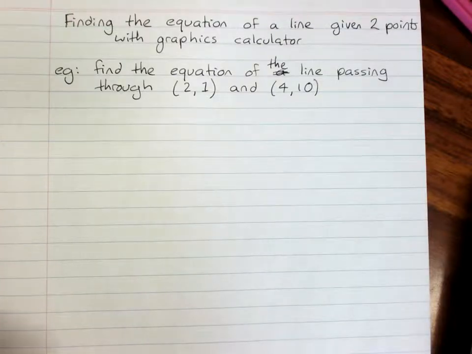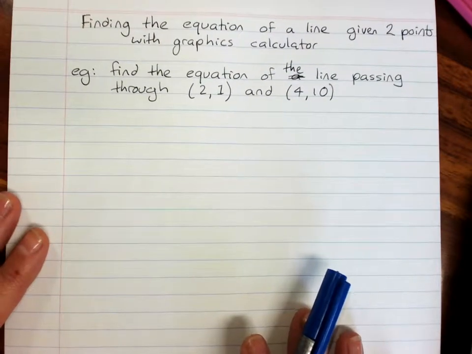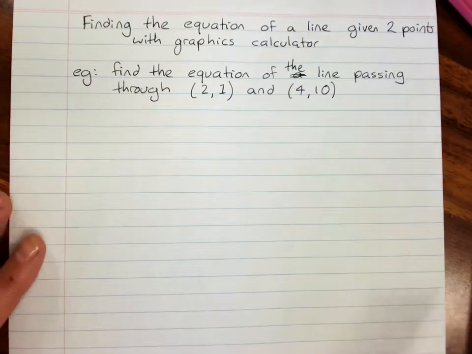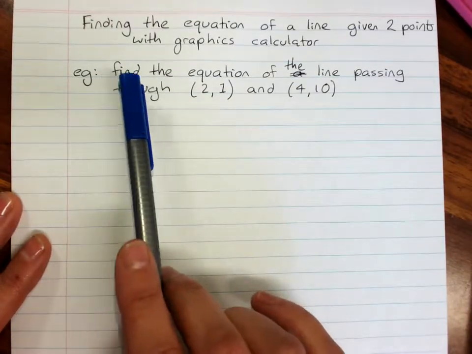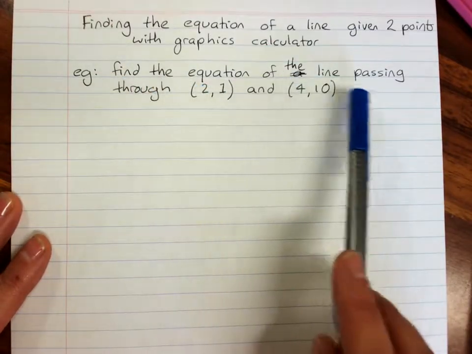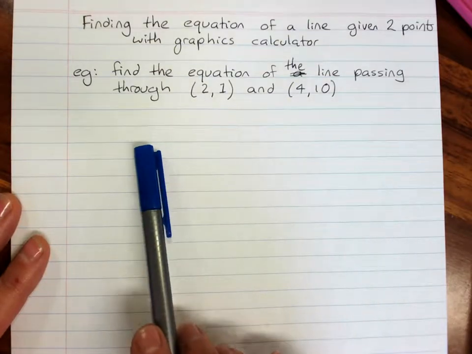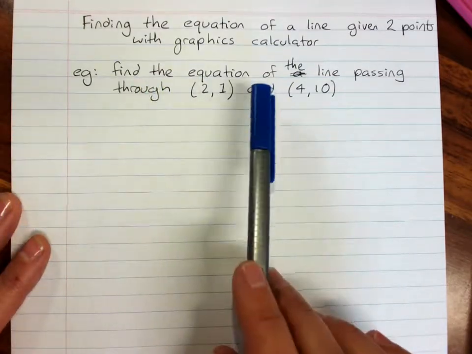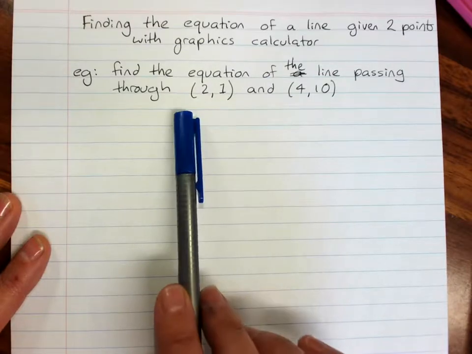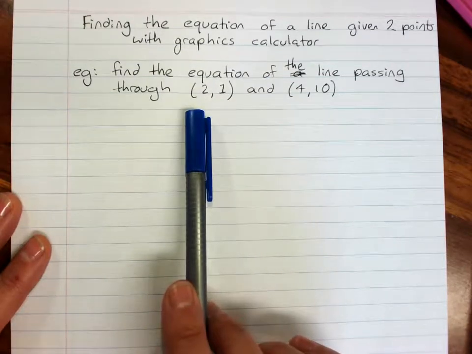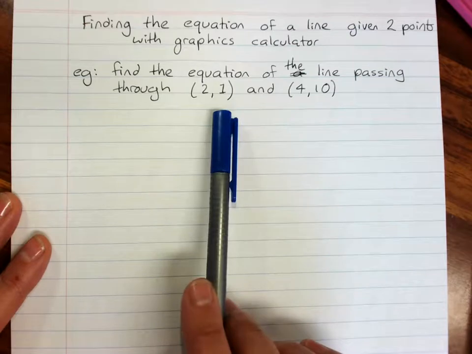Finding the equation of a line given 2 points with a graphics calculator. For example, find the equation of the line passing through (2, 1) and (4, 10). Now this would also work if you were given the y-intercept. You'd just have to give the y-intercept as 0, whatever the y-intercept was.